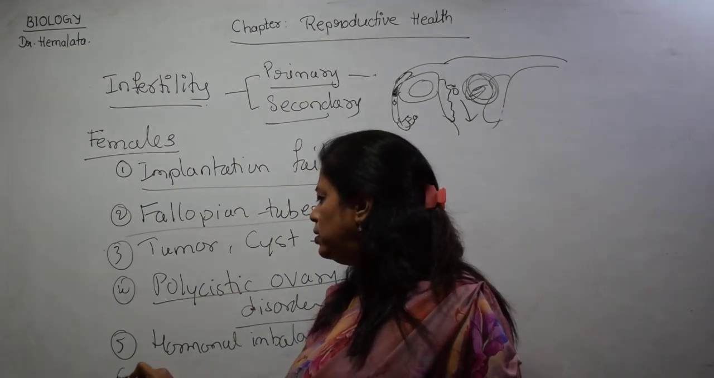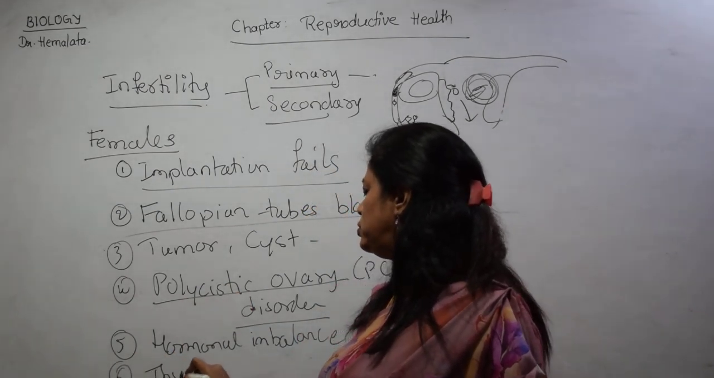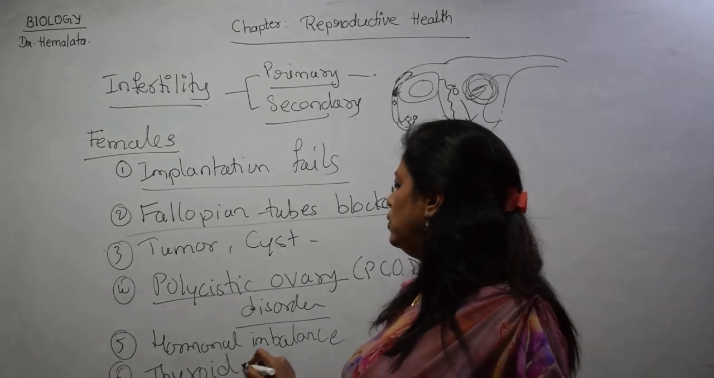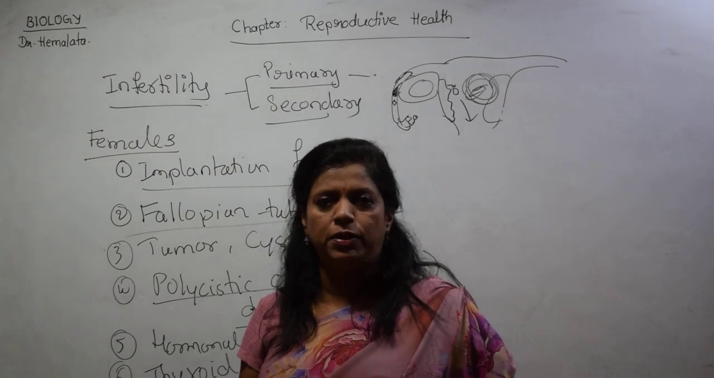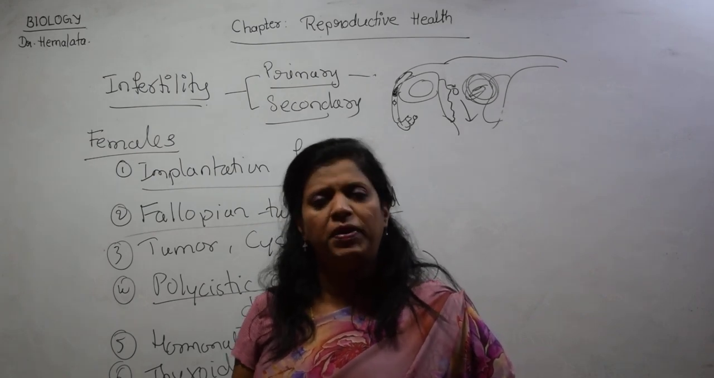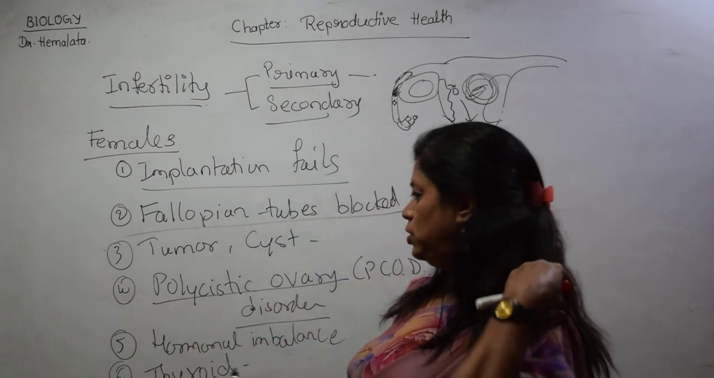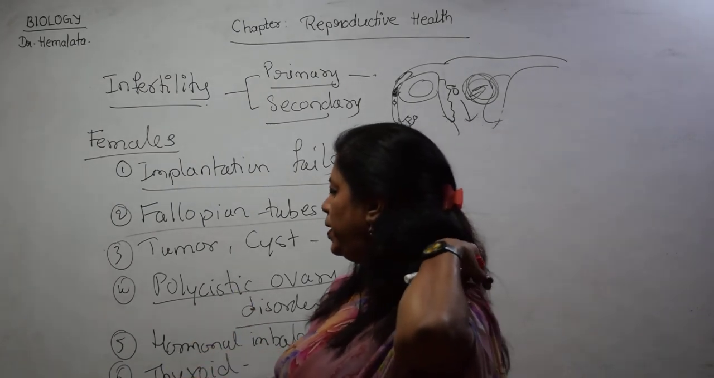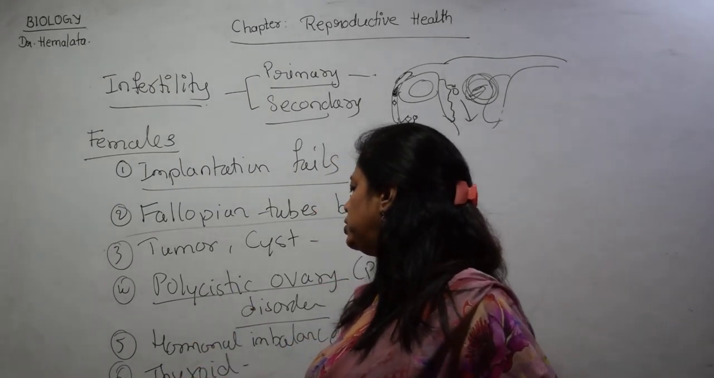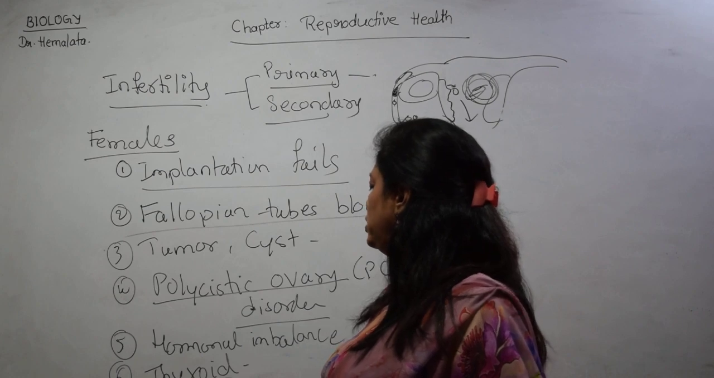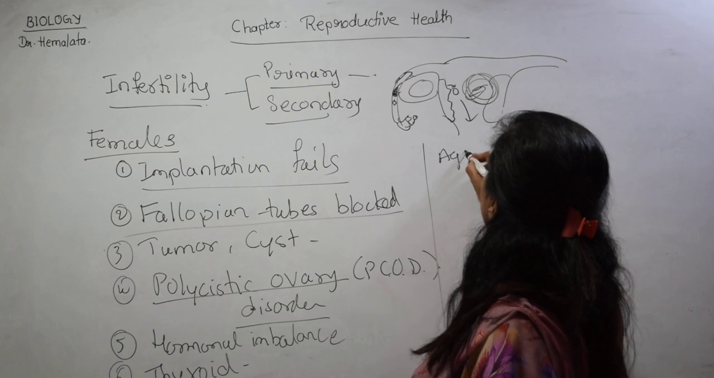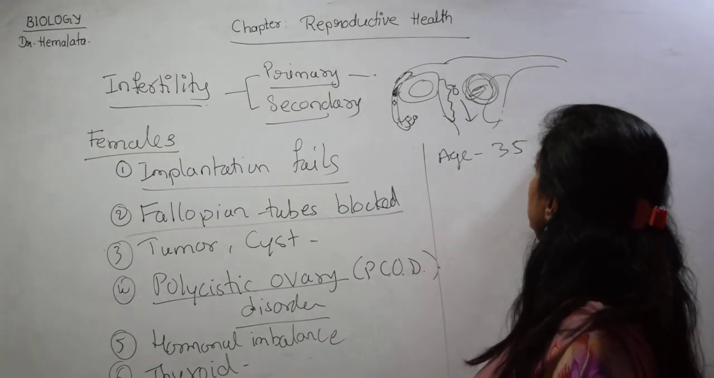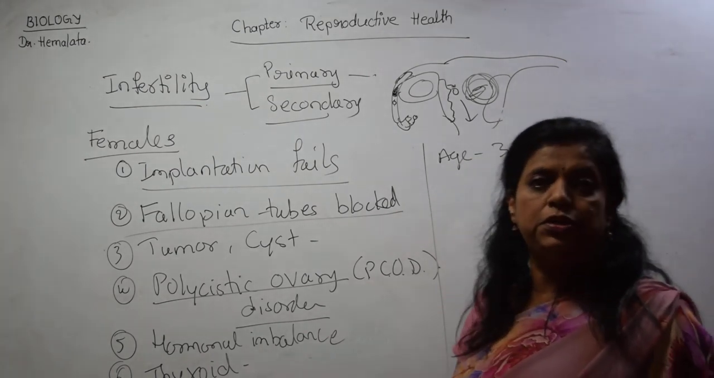And apart from that, they may have thyroid issues, thyroid problems like hypothyroidism, which actually leads mostly to sterility, and hyperthyroidism also. Mainly thyroid issues will cause infertility. Then apart from that, there may be advanced age. As I told you, age is a major issue. So if the age of the female crosses 35, the percentage of fertilization reduces.